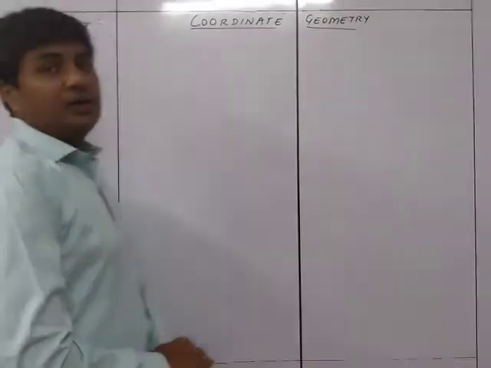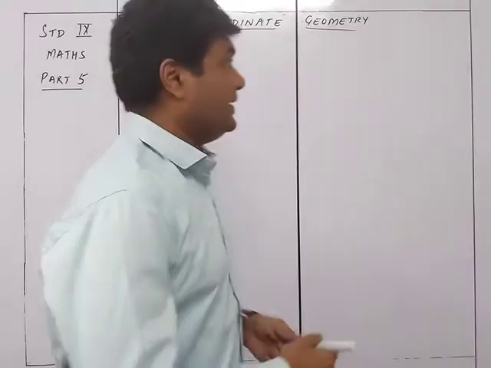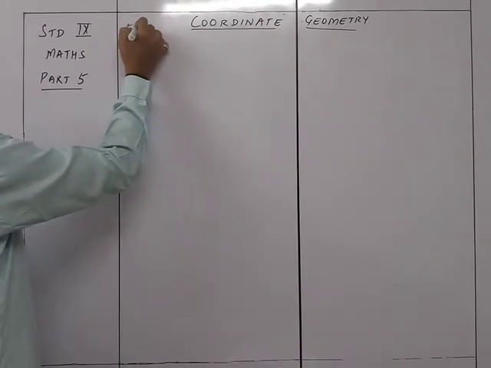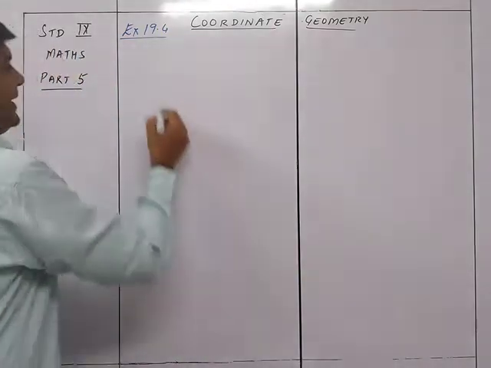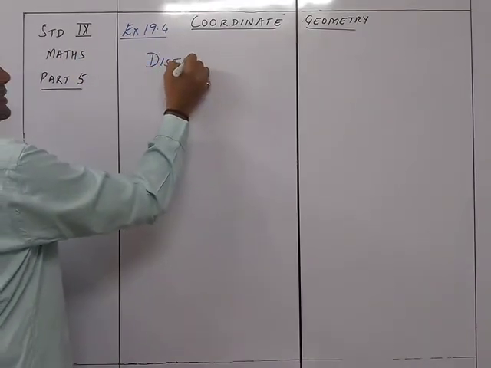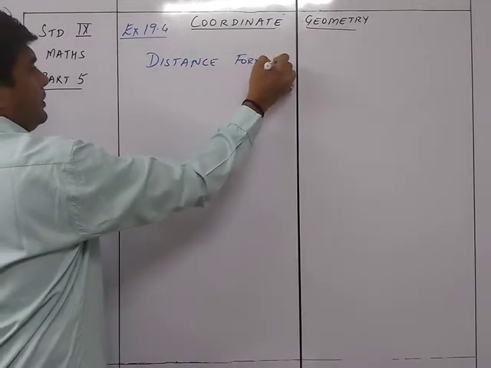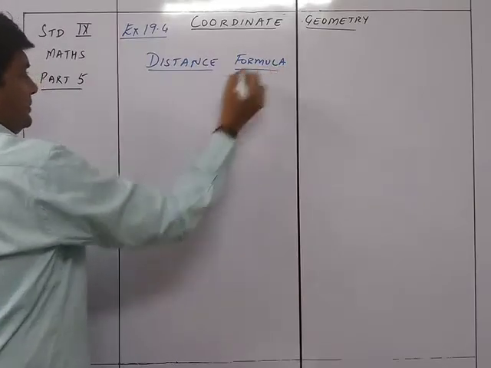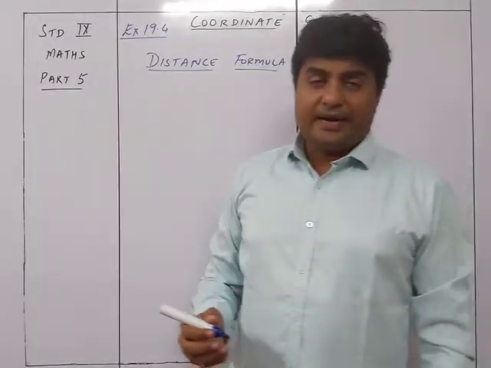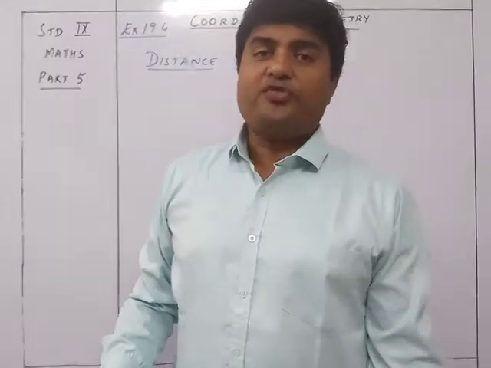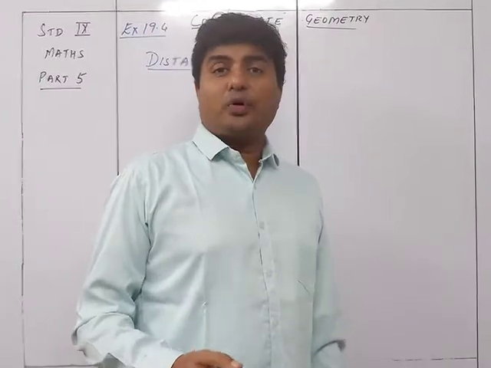So we continue with the coordinate geometry and we are going to see exercise number 19.4. Now this exercise is based on the distance formula. What do you mean by distance formula? If I know the coordinates of 2 points and I want to find out the distance between the 2 points, then I'm going to use this formula.